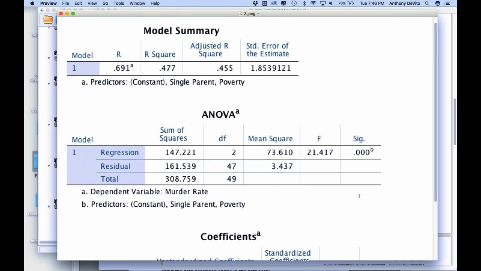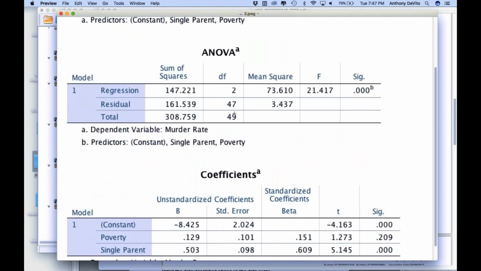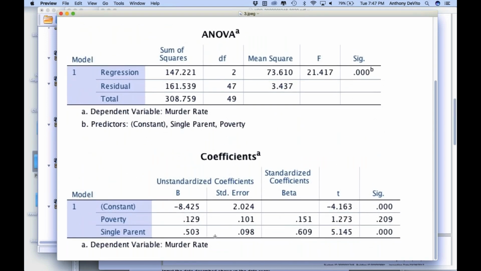Okay, so what do we have here? R is 0.691. It was never higher than, I think, 0.30 before. R square is 0.477. So 48% of the variability in the murder rate in the states can be predicted with these two variables that I associated with it. And if I go down here, I can see that I have a little bit of a problem, don't I? I have the slopes here, right? What is the problem that I have here? The significance for the slope associated with the poverty rate is not statistically significant, right?